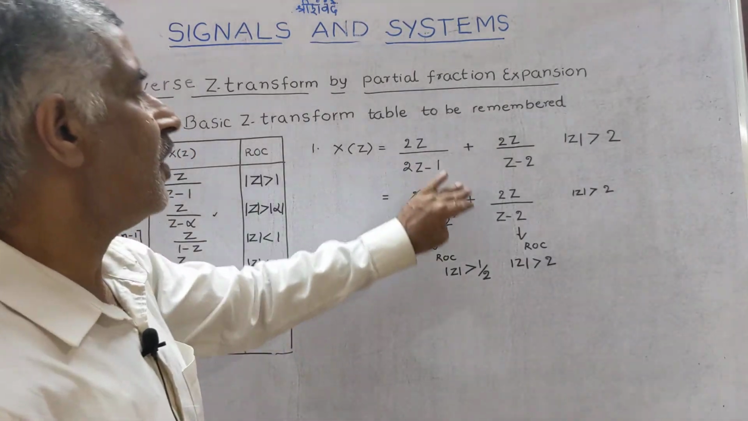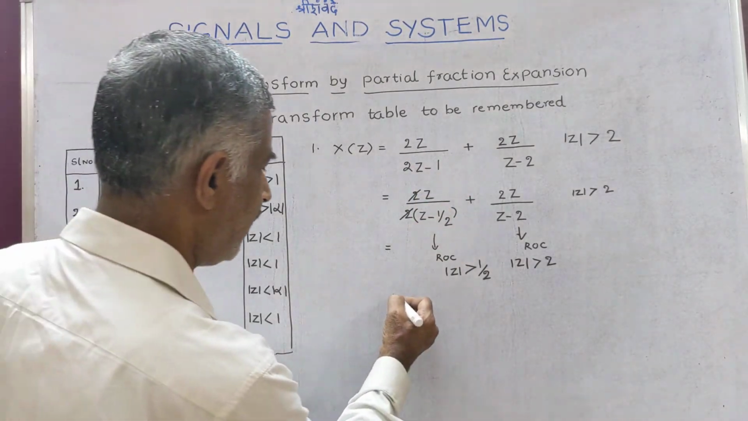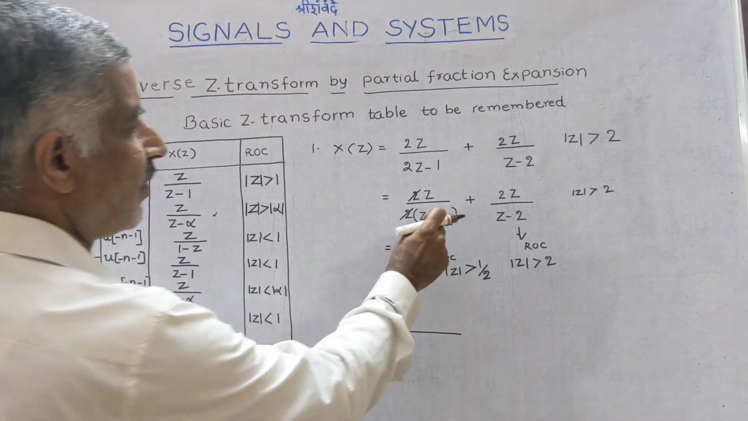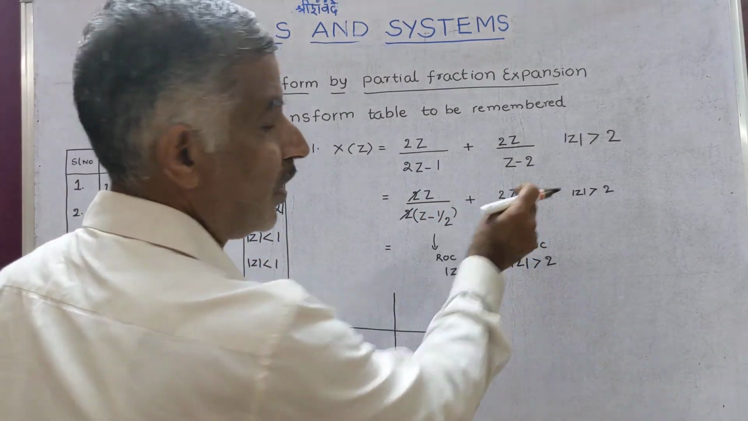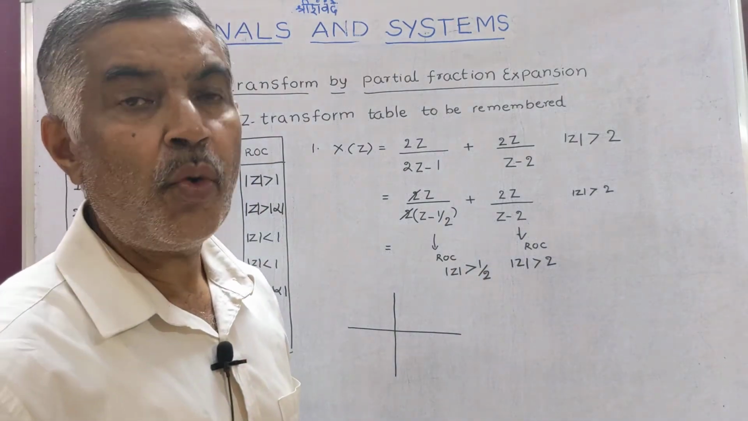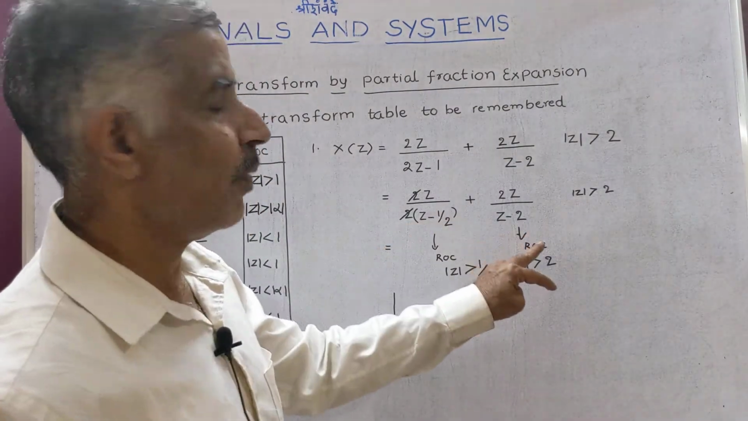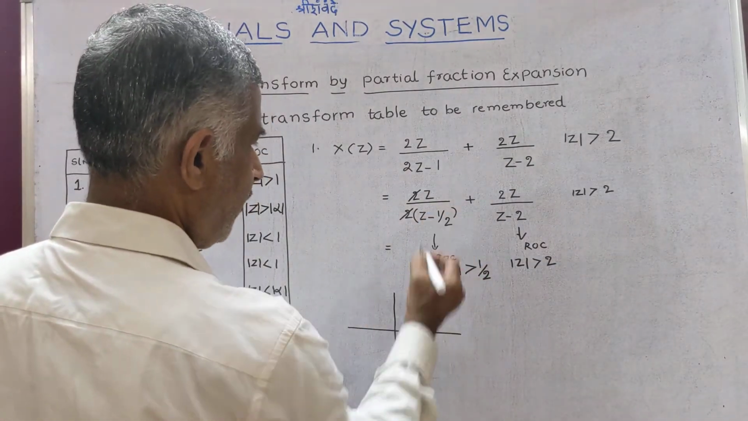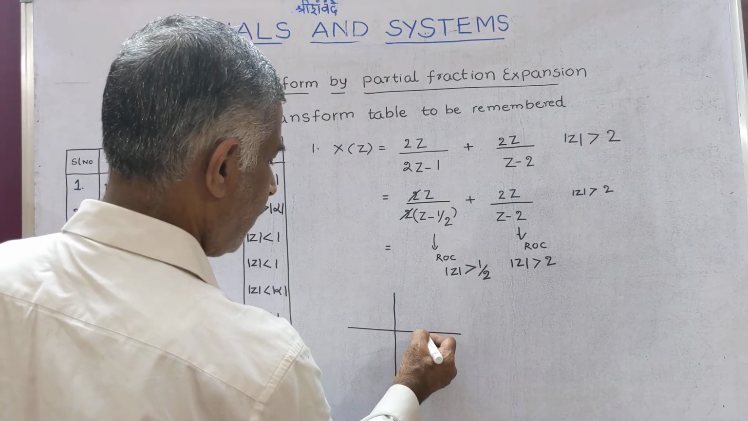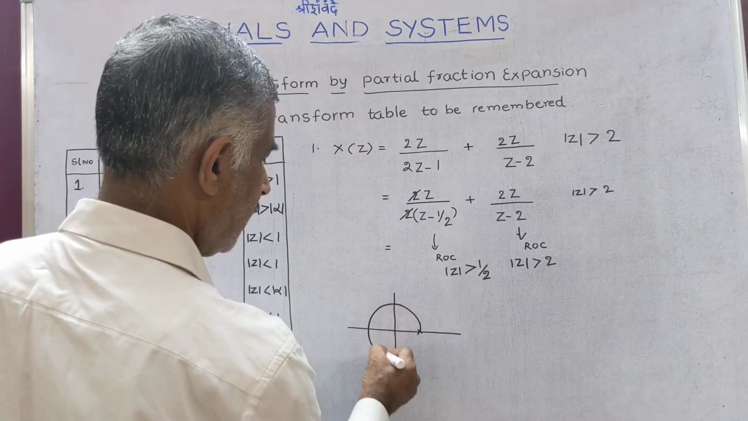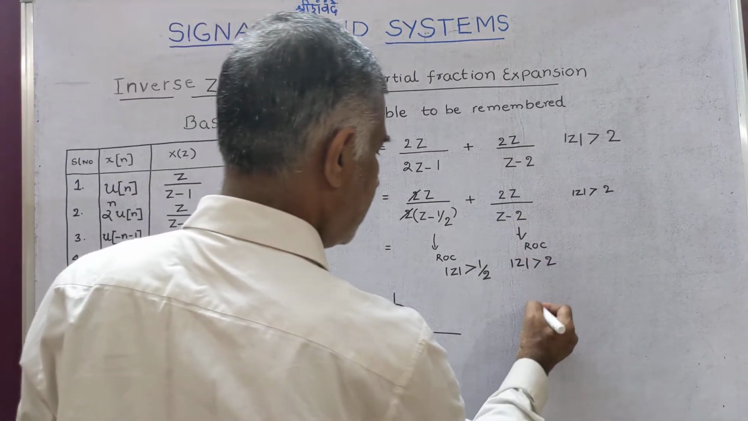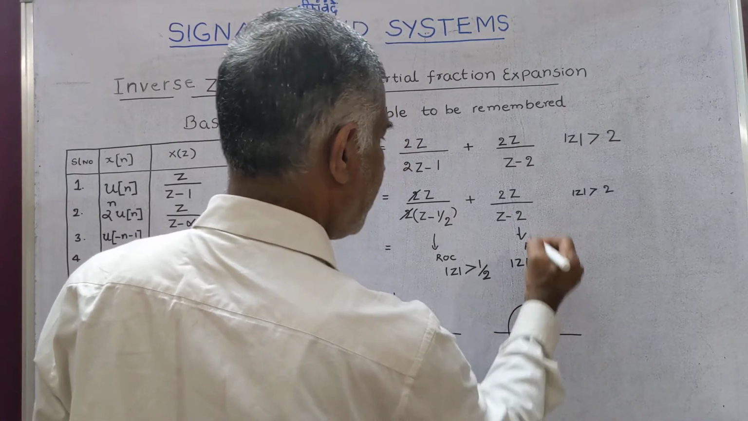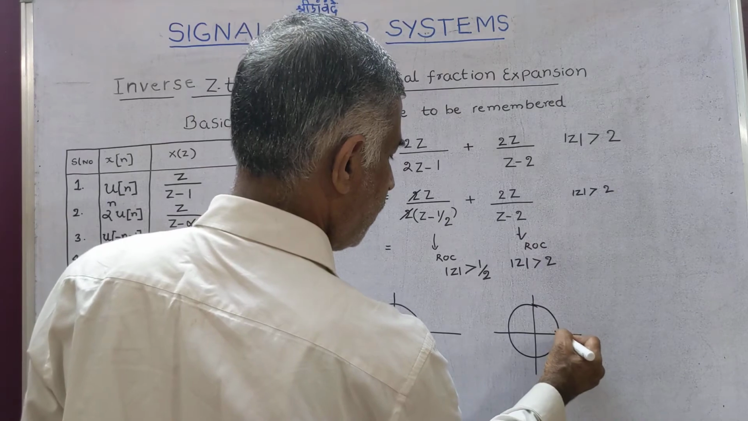Now to write the sequence, I will sketch the ROC. Half and 2 here are called poles. So z equal to half is a pole, and z equal to 2 is a pole. In the first case, z equal to half is a pole; construct a circle. Whereas here, the pole is at 2.